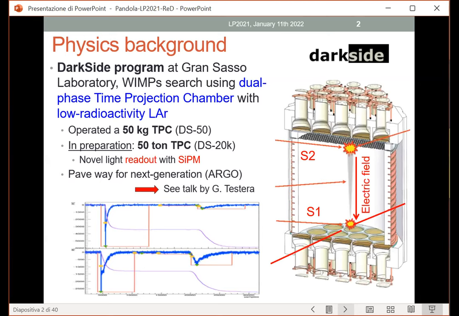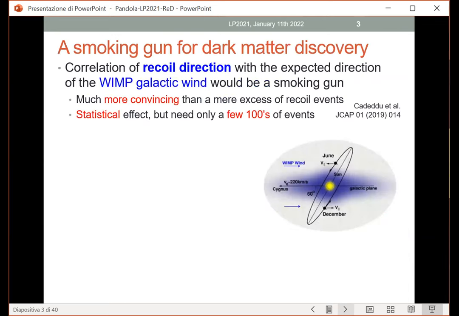Also, I don't need to spend time describing the working principle of a TPC, because it was nicely described in the previous talk. Again, you have a scintillation signal, which is prompt, followed by a secondary signal made by ionization electrons that are collected by an electric field. The secondary signal comes with a delay, which is due to the drift time from the interaction site to the liquid-gas interface where the electroluminescence takes place.